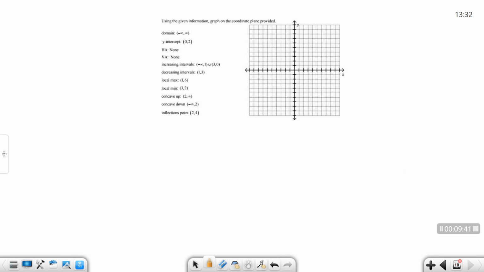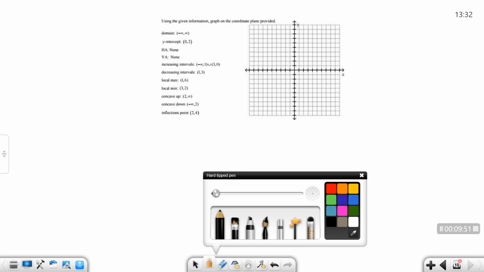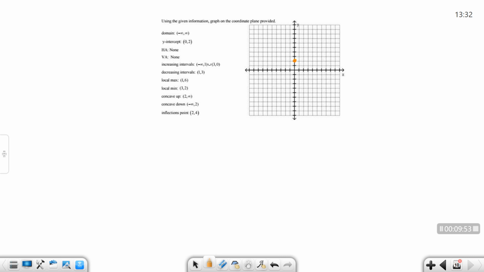Now looking at the last one, what you'll notice is that all of the facts have been given to you, and all you have to do is graph it based upon those facts. So let's go ahead and work with that one. I see I have a y-intercept at 0, 2, so that's going to put me right here. I don't have any horizontal or vertical asymptotes.